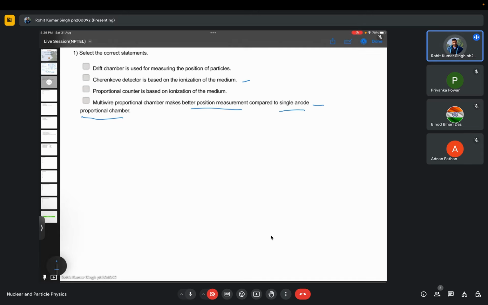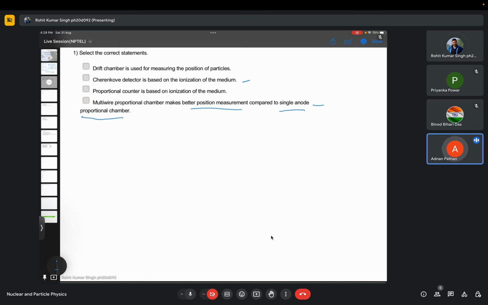Yeah, I mean, what you're saying about Cherenkov radiation is true, but there is no ionization of the medium, because the Cherenkov detector is made up of photomultiplier tubes, right? Which are just photo detectors. They convert light signals into electrical signals. So there are no ions. I mean, there is no gas in the photomultiplier tubes.